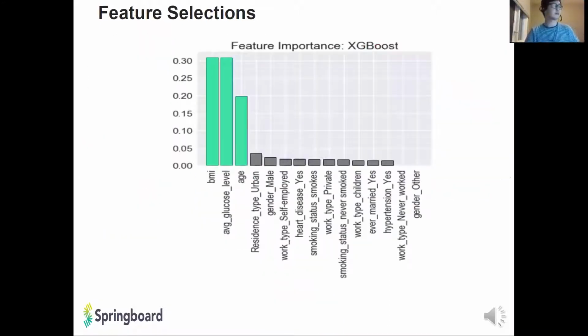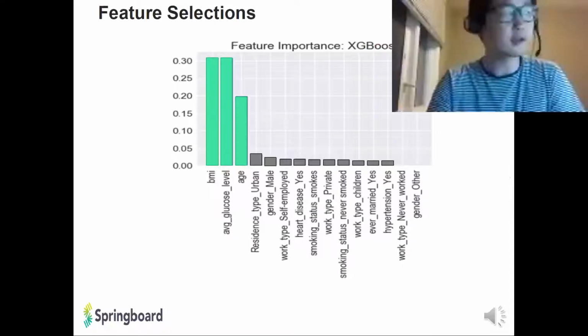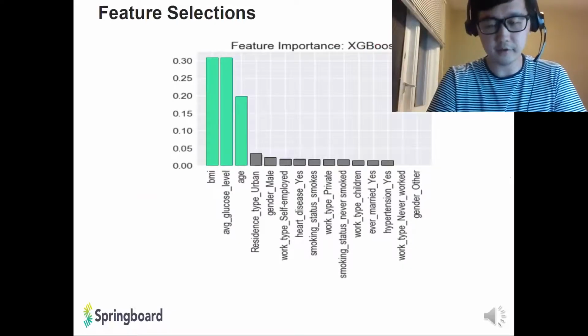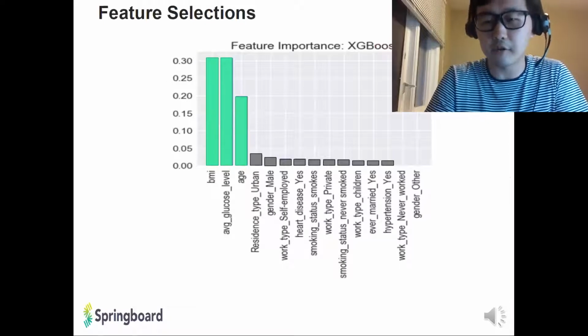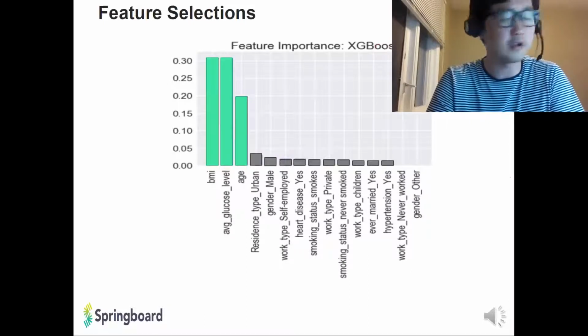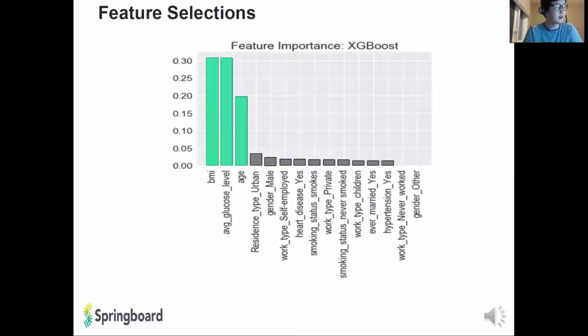And this is just a feature importance plot. In terms of feature selection, a couple of classification algorithms support this feature importance module, which are decision tree, random forest, and XGBoost, which is a type of gradient boosting. Here I'm showing the XGBoost feature importance plot because that performed the best in terms of model accuracy. But anyway, the take-home message here is that the top 3 selected features based on the XGBoost model were body mass index, average glucose level, and age.